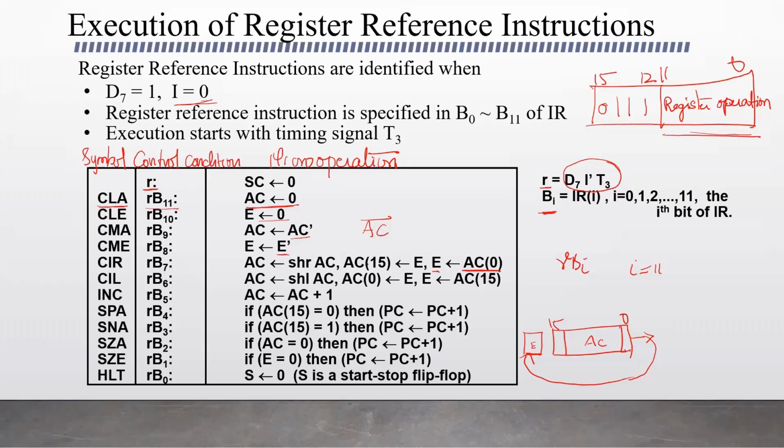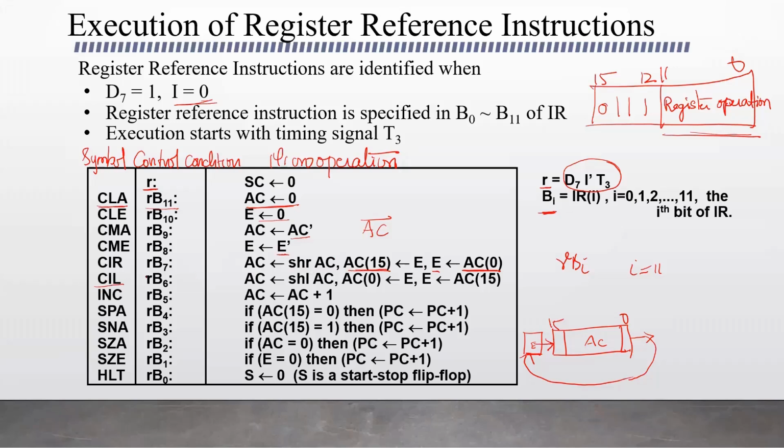And E gets moved to the 15th position in AC, correct? The bit in E gets moved to the 15th position. So we write, move E to AC of 15th bit. And we perform shift right of AC this way. Shift right of AC, performing the operation shift right. And finally you get the result stored in this.